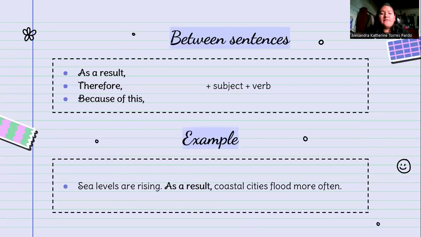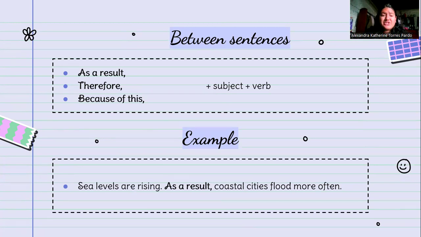The next cohesive devices and the last are used in between sentences. As a result, therefore, because of, plus subject plus verb. For example, sea levels are rising. As a result, coastal cities flood more often.